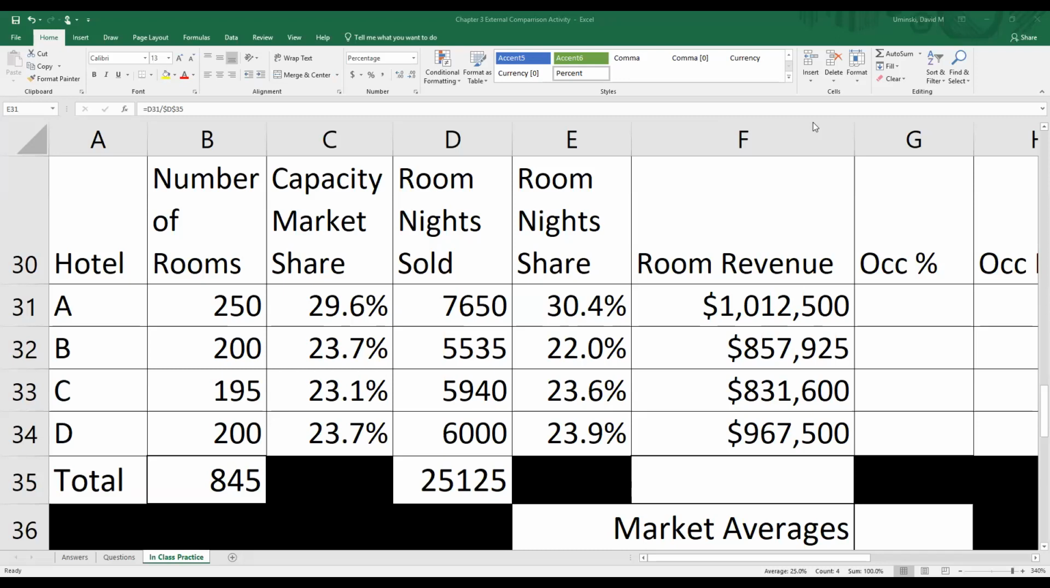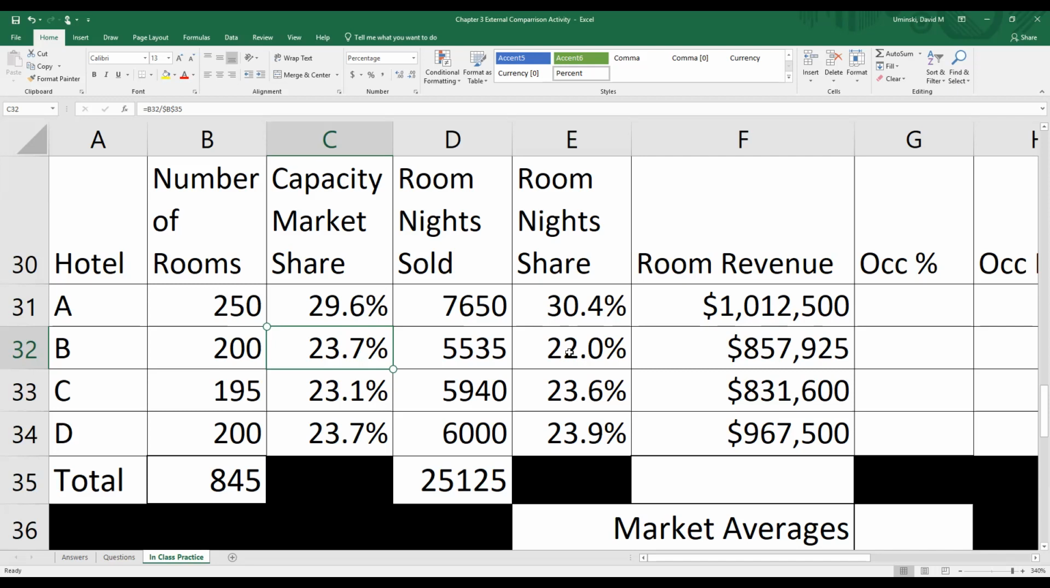So now, just looking at this particular snapshot, which hotel did not get its fair share of rooms? Hotel B. In actuality, they only got 22% of those 25,000 rooms. But if everyone got their fair share, then they should have had at least 23.7%. Which hotel did the best?